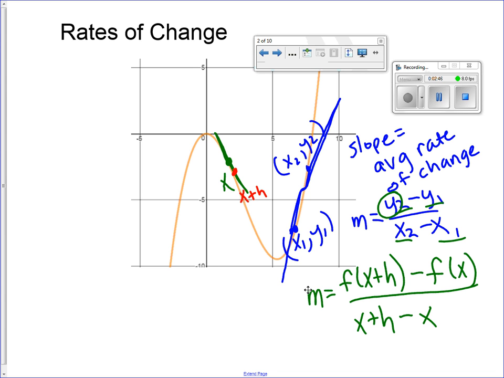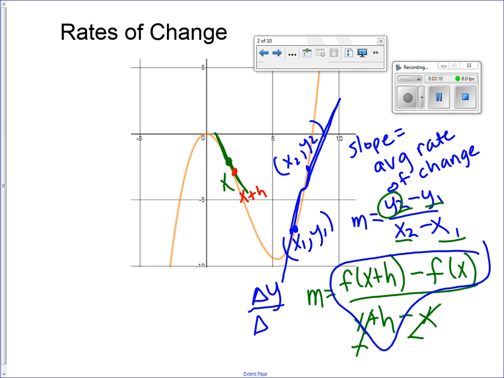And you might notice that in this equation, in my denominator, x minus x cancels out. So for my instantaneous rate of change, I have this formula: f of x plus h minus f of x all over h. And we're going to notate that as delta y over delta x: the change in the y values over the change in the x values, which in this case is things happening over time because we're talking about a speed. That's it for rates of change.